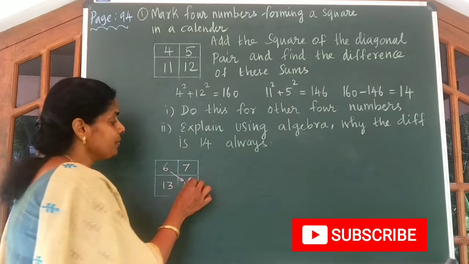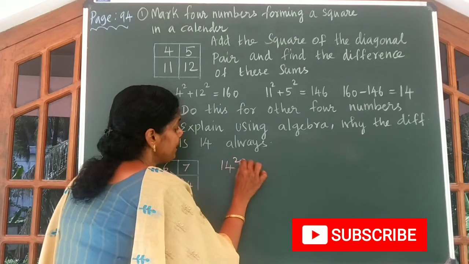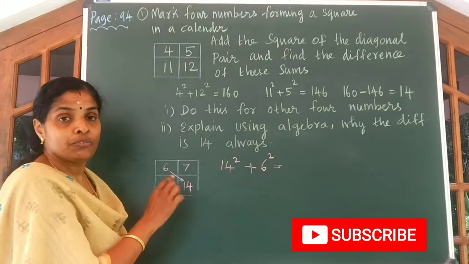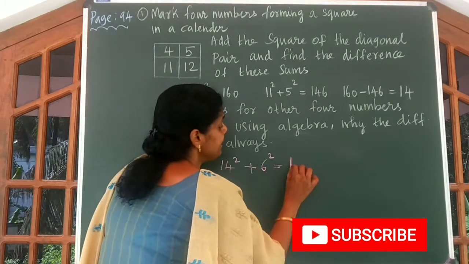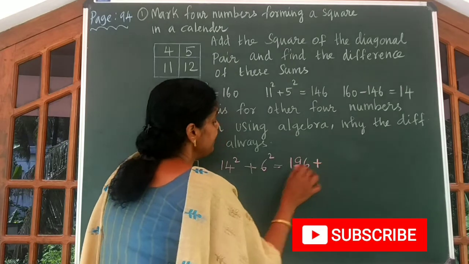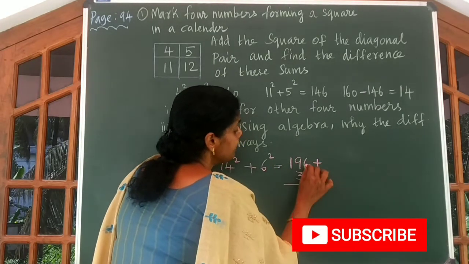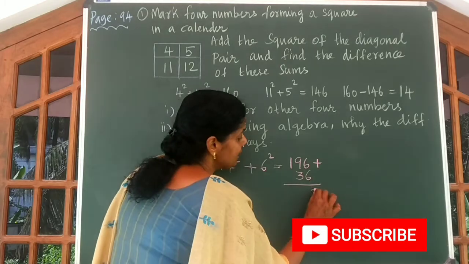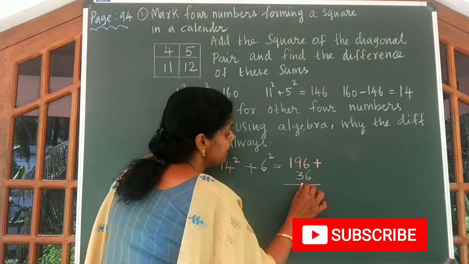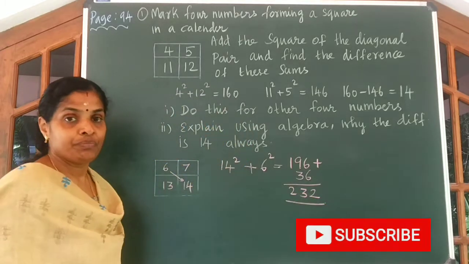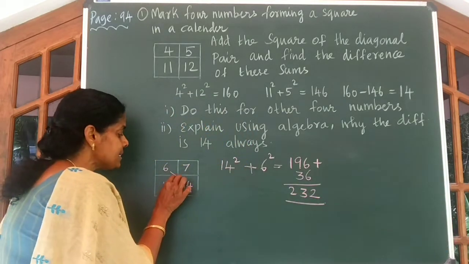So you get 14 square plus 6 square. That gives you 14 square is 196 added to 6 square gives you 36. Add the two numbers, children. You will get 12, 1 balance, 13, 1 balance, 232. Now take the next diagonal.